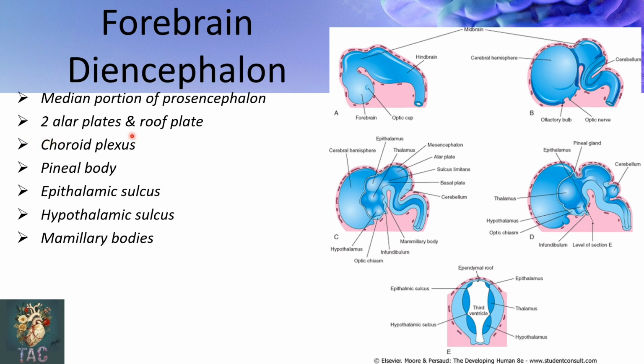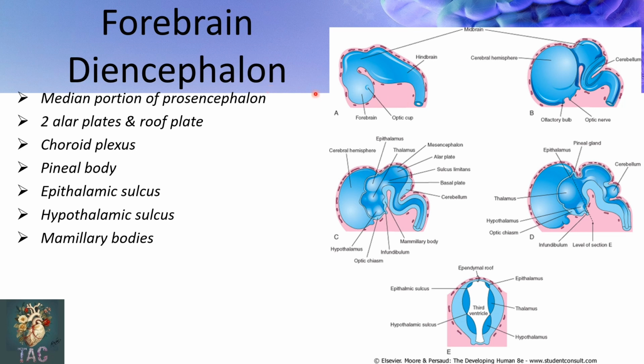It consists of the two alar plates and a roof plate. So according to your book, the floor plate and the basal plates do not form. Two alar plates and the roof plate are formed. Choroid plexus, the pineal body, epithalamic sulcus, hypothalamic sulcus, and mammillary bodies all will develop from the diencephalon. We will discuss all of these in detail.